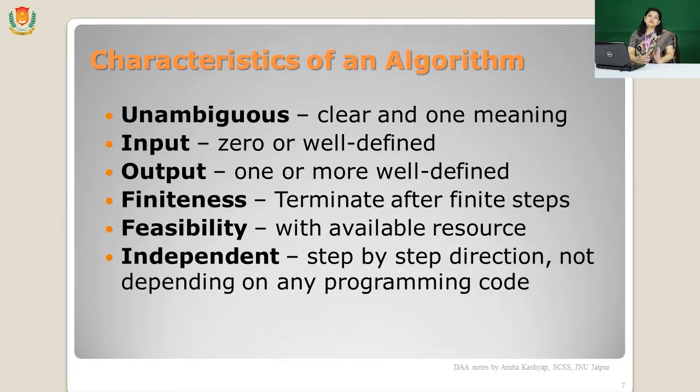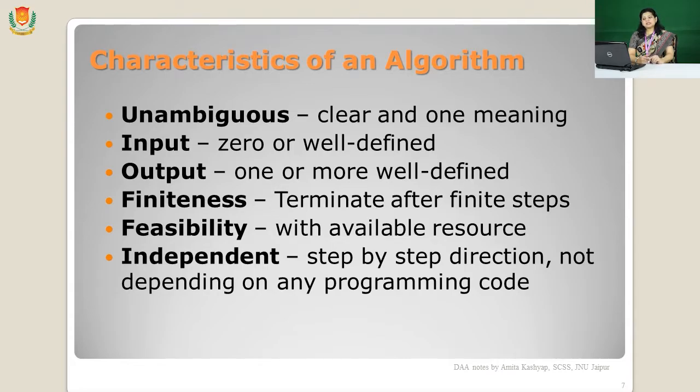Characteristics of an algorithm. What are the general characteristics considered to decide whether a set of steps or instructions is called an algorithm or not? Because not all sequences of steps can be called an algorithm. They should follow certain rules. So the common characteristics found for algorithms are, first, unambiguous. Each and every step in the algorithm should be unambiguous. Unambiguous means it should not be repeated and it should not be clumsy. It should have one meaning and that is clearly defined.